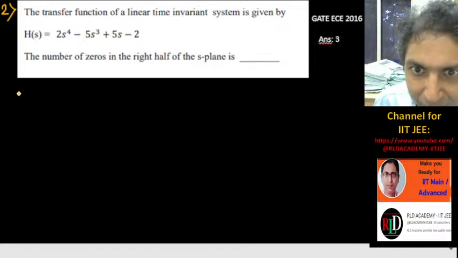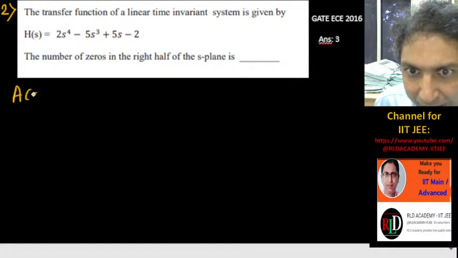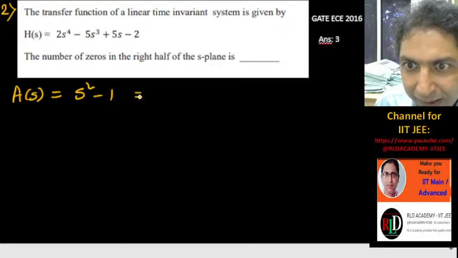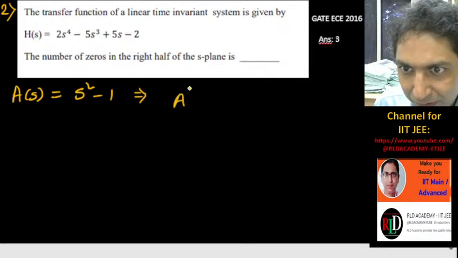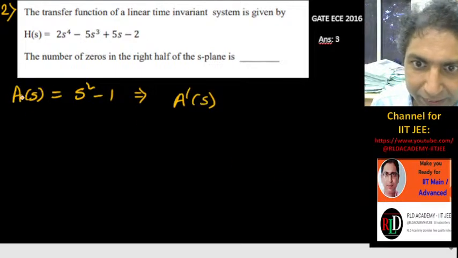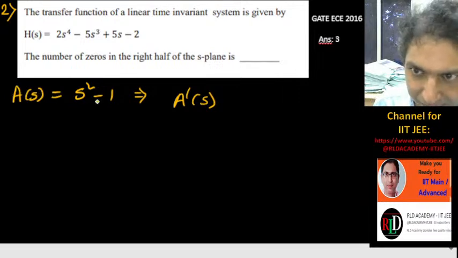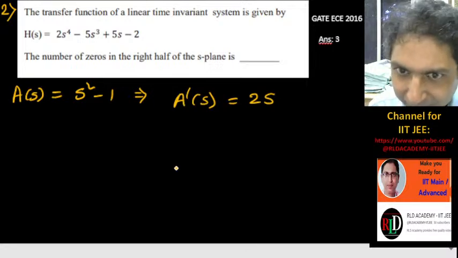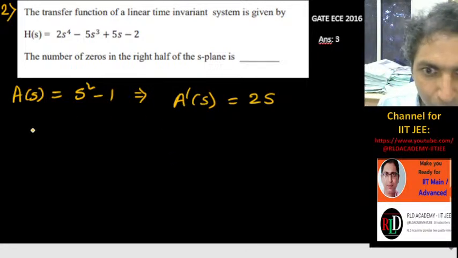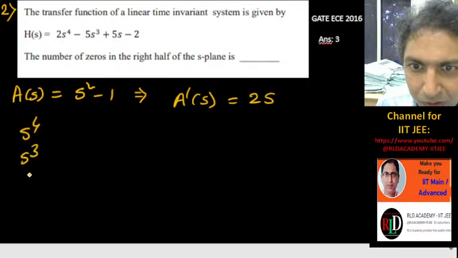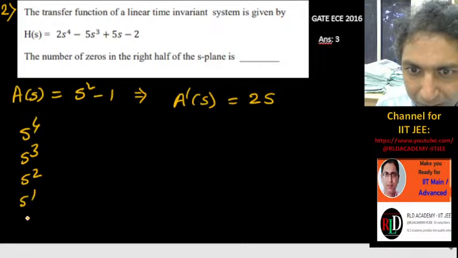One easy way is that we already have the auxiliary equation, that is A square minus 1. From here you take the derivative of this. The derivative of A(s) with respect to s will give you 2s. Now you can see we had these rows: s to the power 4, s cube, s square, s1 and s0.